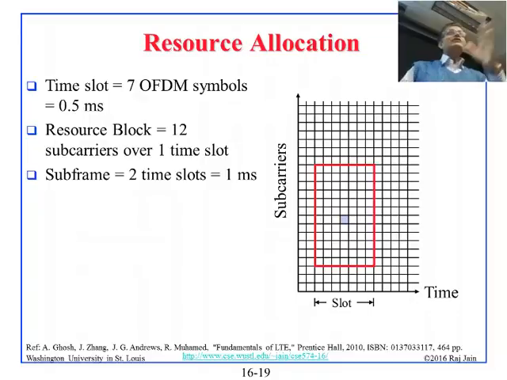Unless you are doing persistent scheduling. For some users, they will get persistent scheduling. So for them, every 4th frame you get this particular thing, and you keep that for however many frames we have given you. So this is how the resource allocation is done.